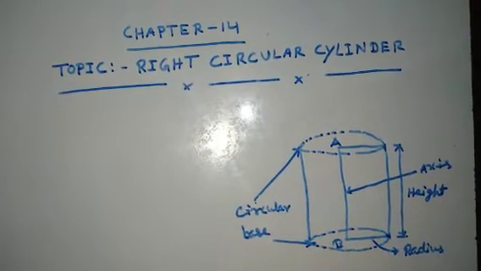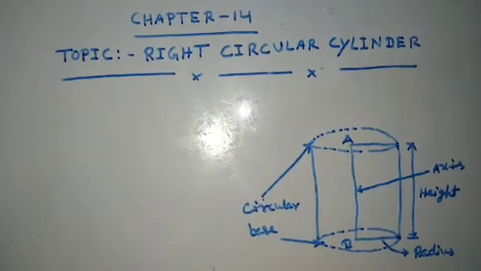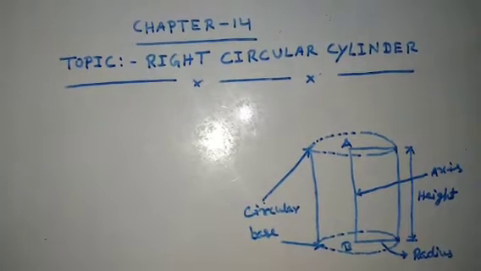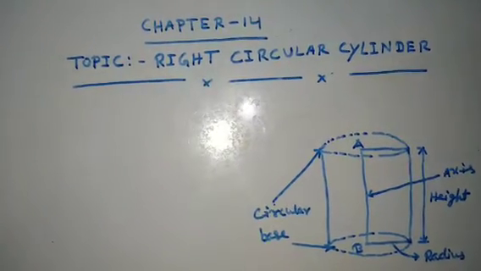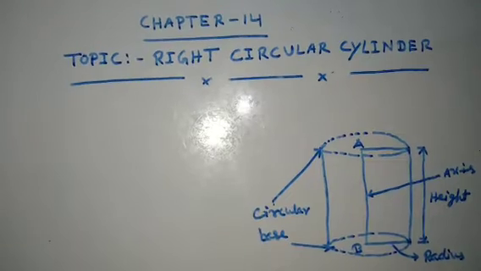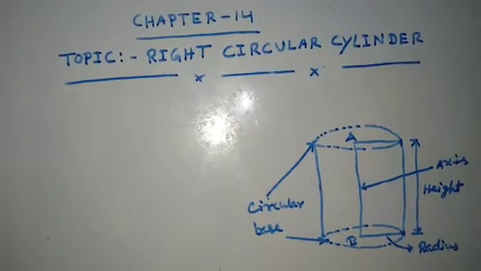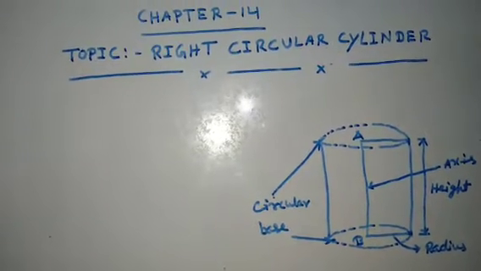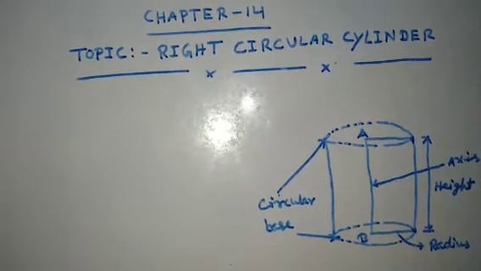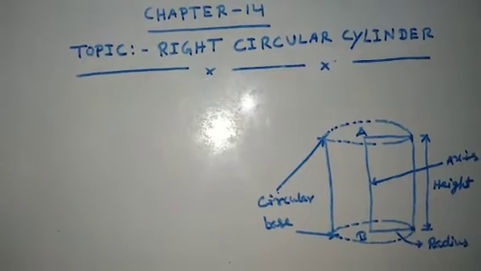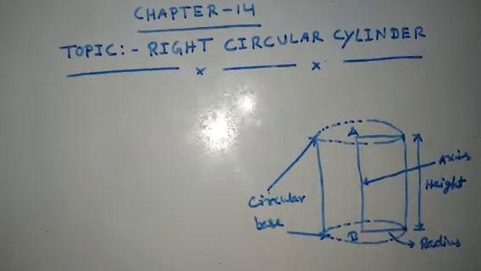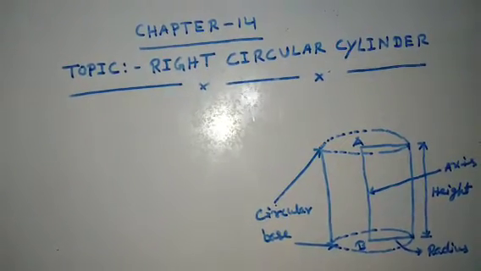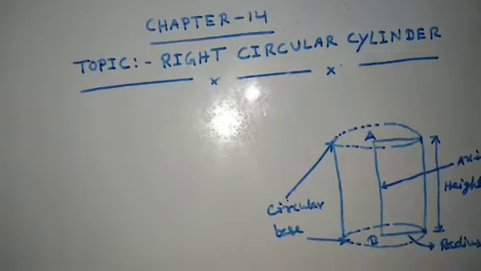Hello children, today I am going to discuss the right circular cylinder. Every day we see around us many objects such as a road roller, a gas cylinder, a circular storage tank, a circular pillar, a circular pipe, a circular pencil, a measuring jar, etc., which have the same shape known as the shape of a cylinder.